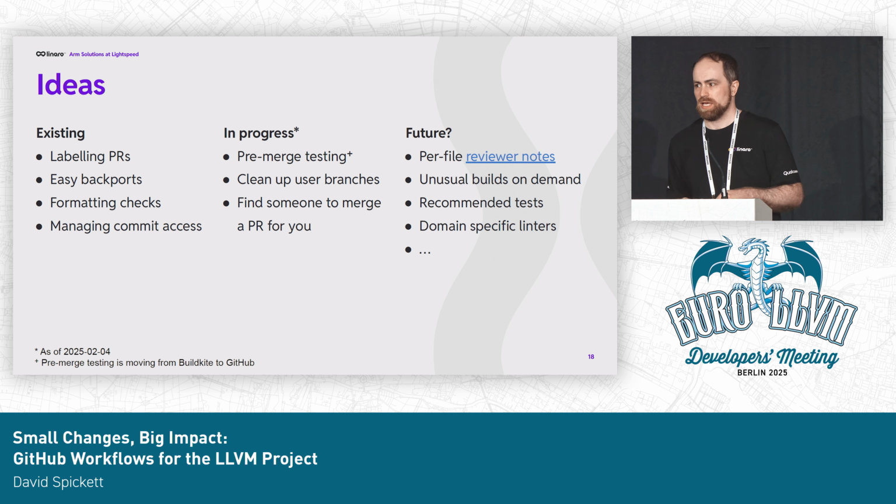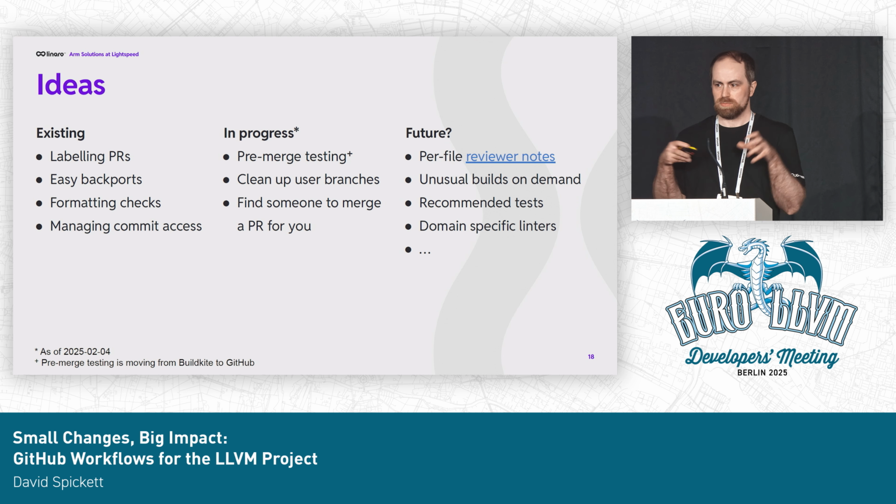And finally, things that haven't been built. Just recently, somebody suggested that we could have per-file reviewer notes that would pop up on PRs that edit those files. A lot of people have requested unusual builds on demand, especially in pre-commit. If they know they're possibly going to break a strange configuration, it'd be great to request one. Recommended testing, so that reviewers can ask an author, hey, have you run these configurations? And domain-specific linters is another one. We have one for undef right now, but I'm sure there's more scope for others.